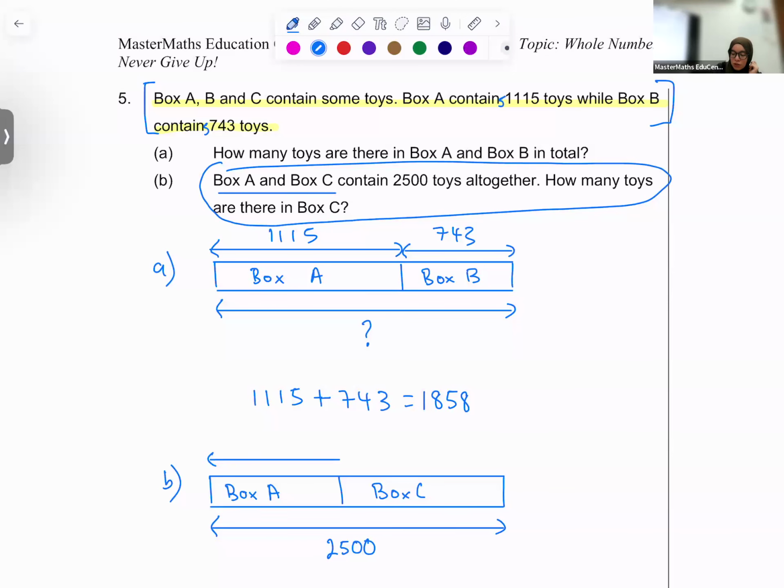Okay, guys? So always reread the question. Sometimes the information is in the question and you miss it out. Okay? So that is box A. It doesn't change in part B. So for box A, we can still write that box A has 1,115 toys. What are we looking for in question B? How many toys are there in box C? Okay, so our question mark should be here.